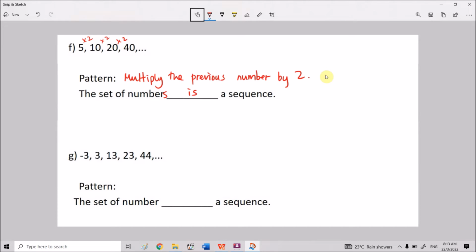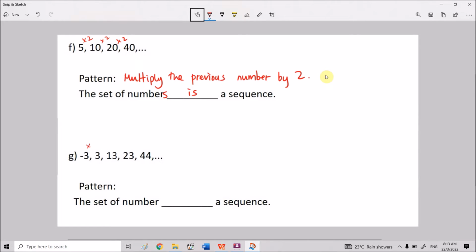Then the last example for this part is this G. From negative 3 to 3, we add 6. 3 to 13, actually we have to add 10. So 13 to 23, even though we add 10 here, the addition here is not constant. So the pattern here is not adding 6 or adding 10.